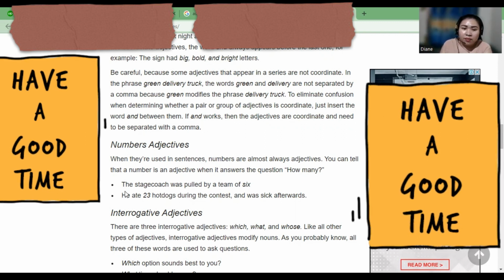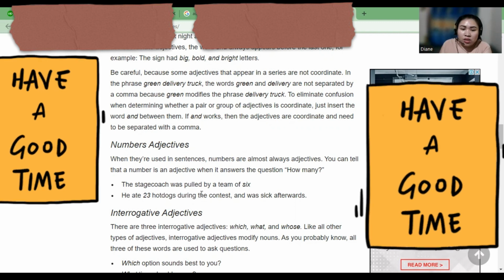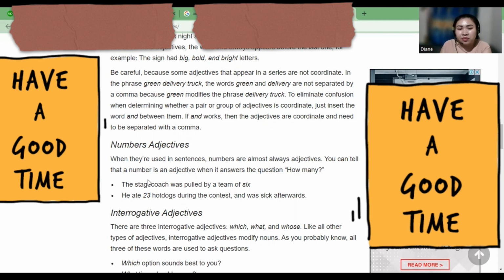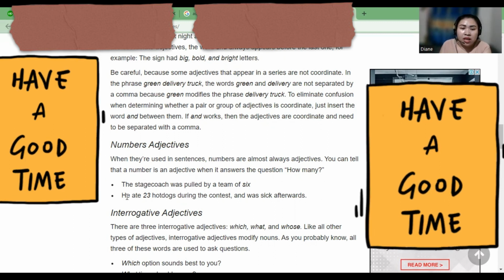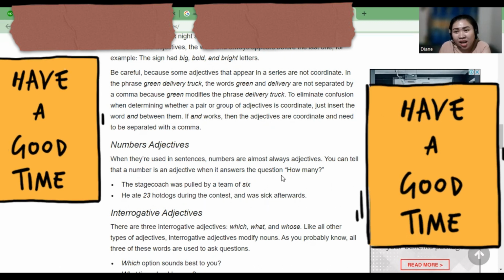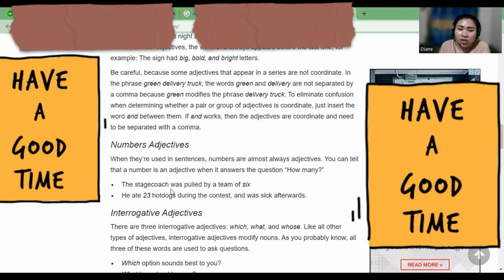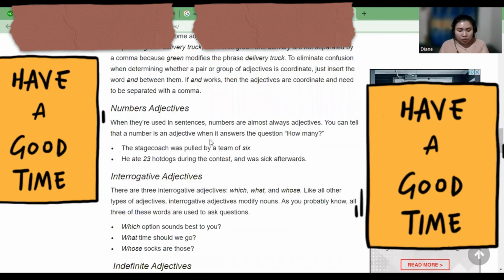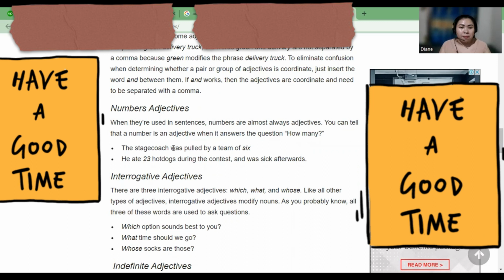Example here: the stagecoach was pulled by a team of 6. How many? It answers the question: team of 6. Second example: he ate 23 hot dogs during the contest and was sick afterwards. How many hot dogs did he eat? It answers here: 23 hot dogs. So therefore, it's a number adjective.